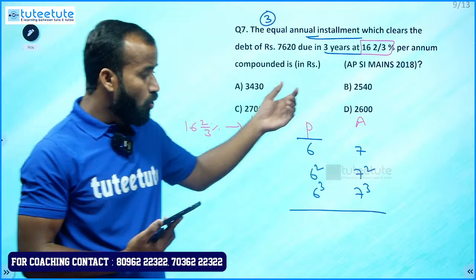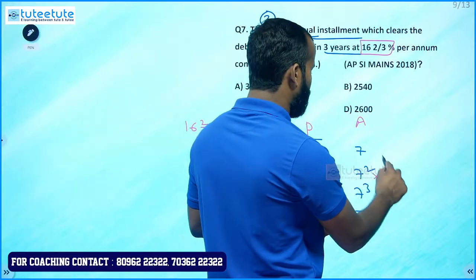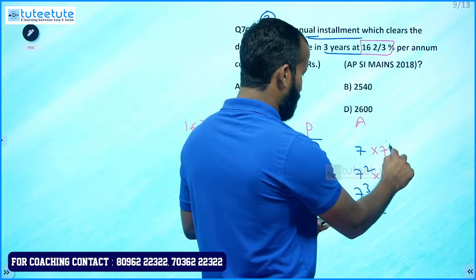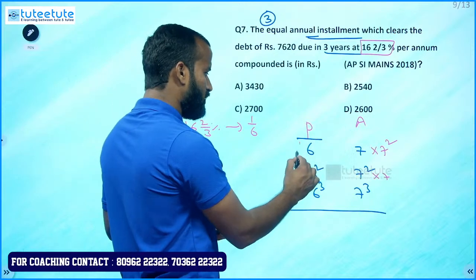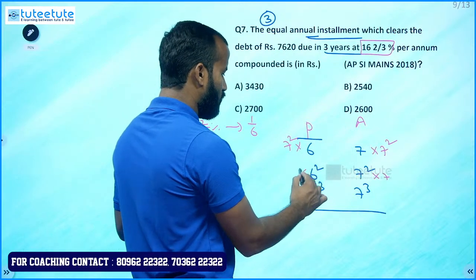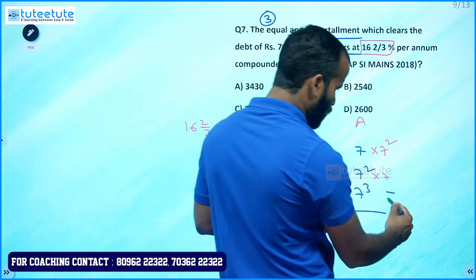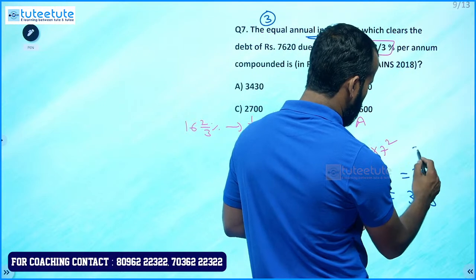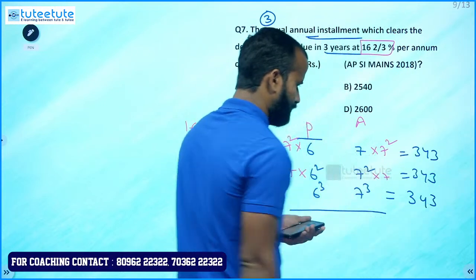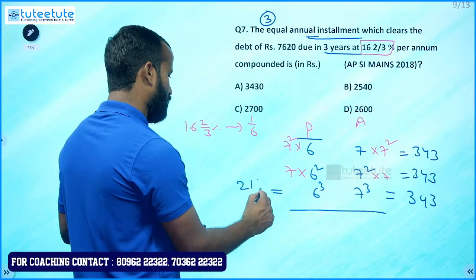Again we have to make the amount values equal. So here 7 cube is there, here you have to multiply with 7, here 7 you have to multiply with 7 square. So you multiplied it here by 7 square, so you have to multiply here by 7 square, here you have to multiply with 7. So you have to know the 7 cube value. 343 will be the 7 cube value. 343. Again 6 cube means 216.